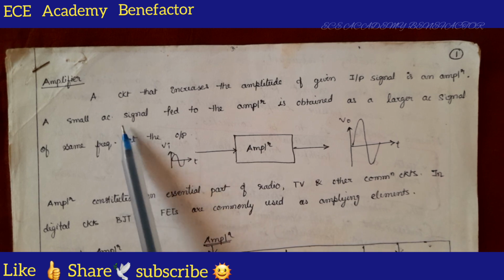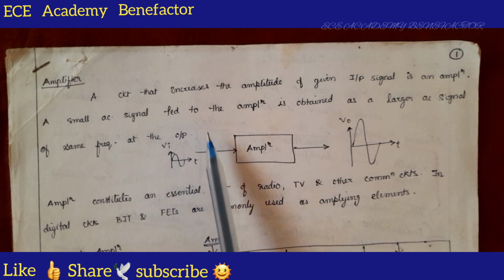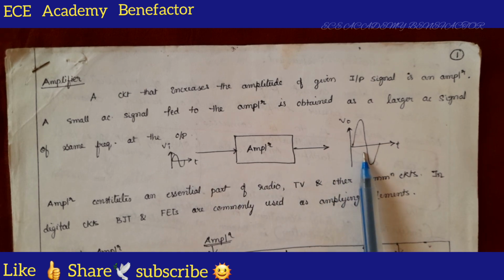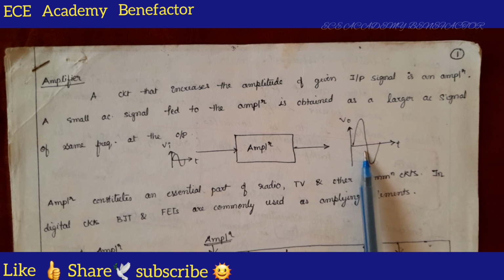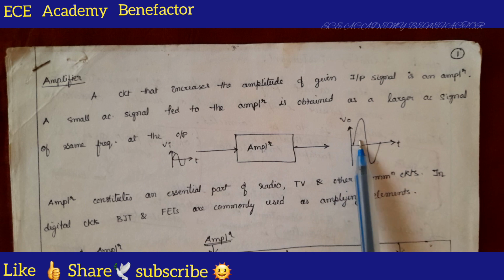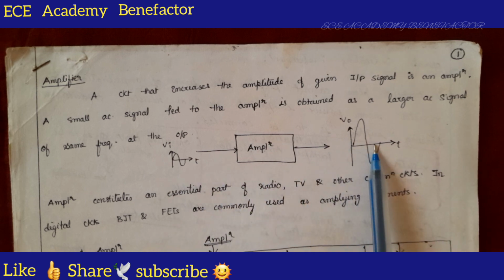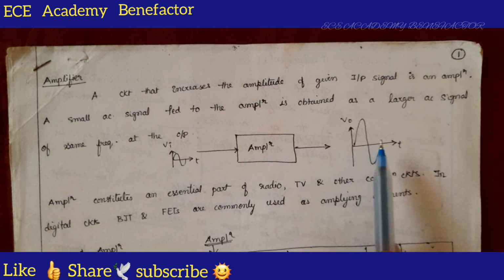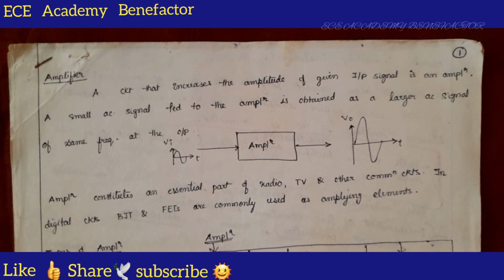So, what is written? A small AC signal fed to the amplifier is obtained as a large AC output signal of the same frequency at the output. So, this amplitude is small, here the amplitude is large, but the frequency will be the same. So, we can define easily: a circuit that increases the amplitude of a given input signal is an amplifier.